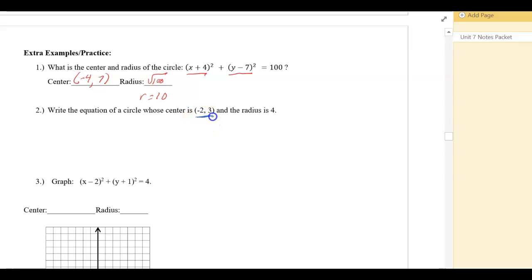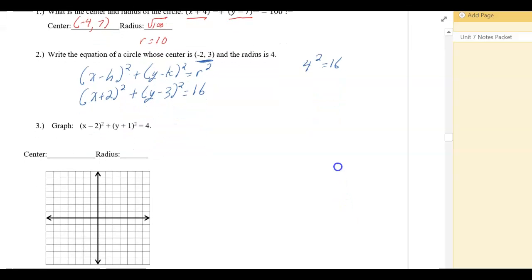Example 2 is reversing it, so we always want to take the opposite of the center, so the formula is x minus h squared plus y minus k squared is equal to r squared. I'm going to take the opposite of those numbers and put them in the parentheses, so x plus 2 squared, since the opposite of negative 2 is positive 2, plus y minus 3 squared, and then that's equal to 4 squared, because r is the radius, so that's 16. So that would be the equation of the circle.